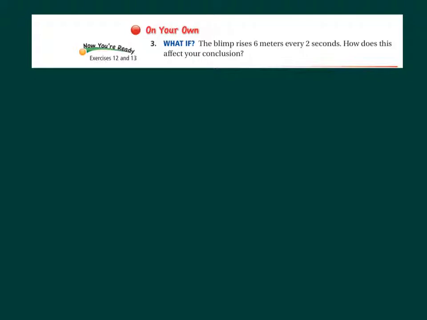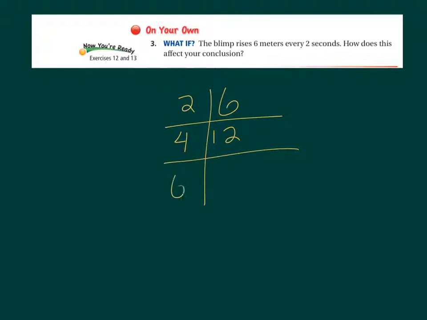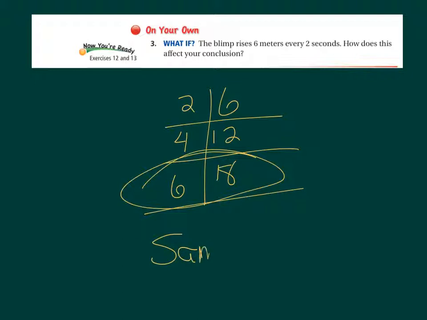It says the blimp rises 6 meters every 2 seconds. How does this affect the conclusion that you made? So instead of 2 and 7, if it was 2 and 6, we would go like this: 2 and 6, 4 and 12, 6 and, let's see, what would that be, 18. If you notice here, 6 and 18 was the same as the other one, so they would rise at the same rate if that was the case.